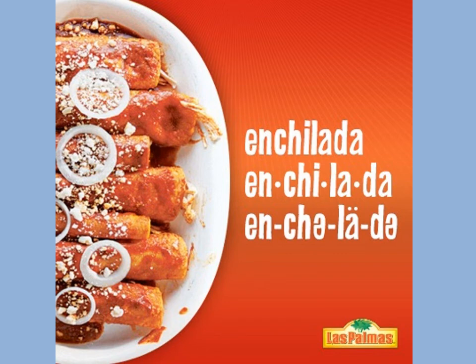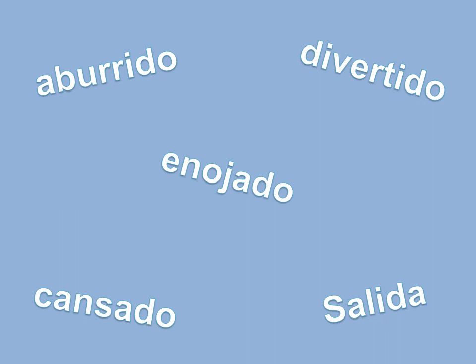So here we are once again, and I've already mentioned that enchilada comes from the verb enchilar, to season with chili, and we just make it into an enchilada, which we all know and love. I put up here a few adjectives that I think we've all known since Español Uno. Aburrido, enojado, divertido, cansado. And then I put in Salida, which is a town in Colorado. And all of these, if you notice, are past participles, even though we didn't know what that was before.